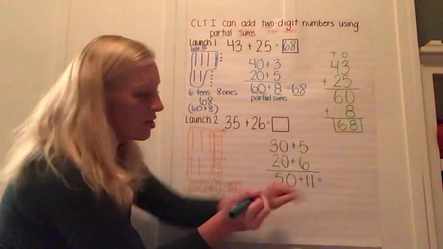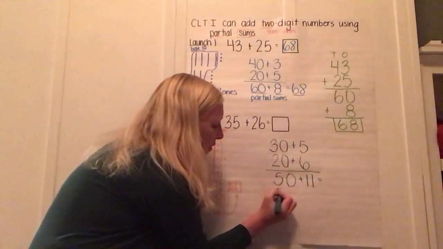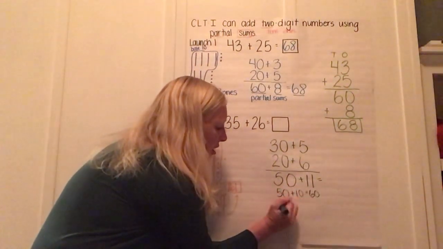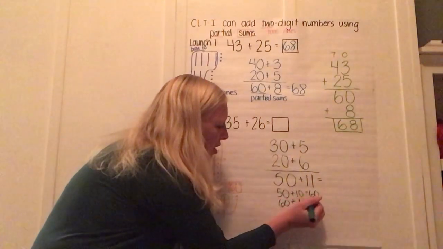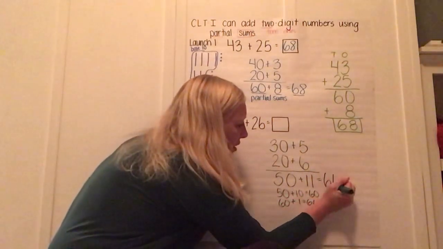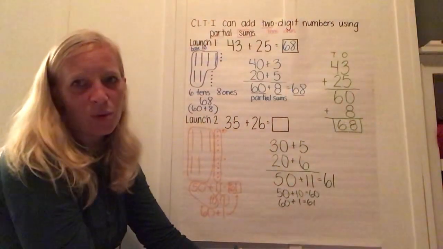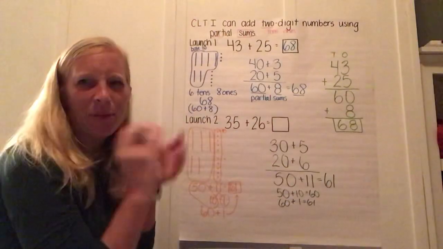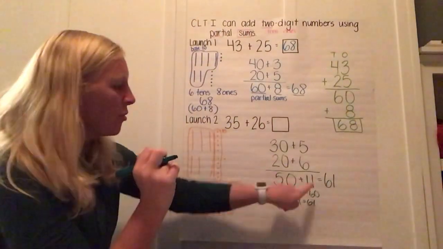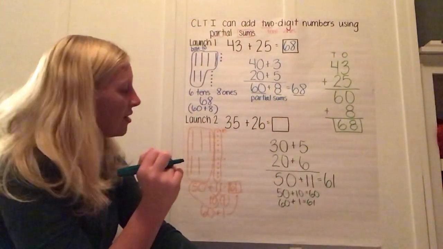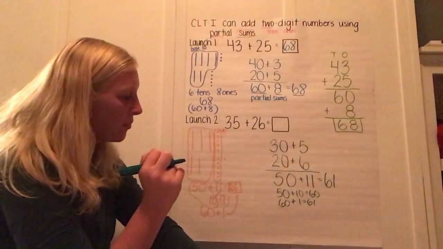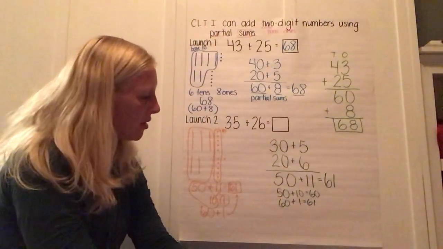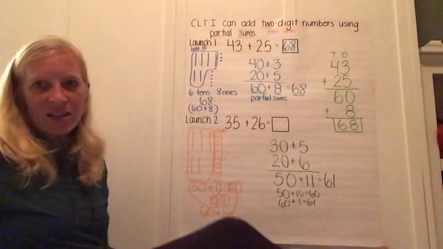So you didn't just find your sum either. You said 50 plus 10 equals 60. 60 plus 1 equals 61. And what number did you decompose when you were trying to get to 61? Remember, decompose means to break it up. You broke up that 11? Yes. So what did you break your 11 up into? And why did you break it up into 10 and 1? Adding those 10s together again.